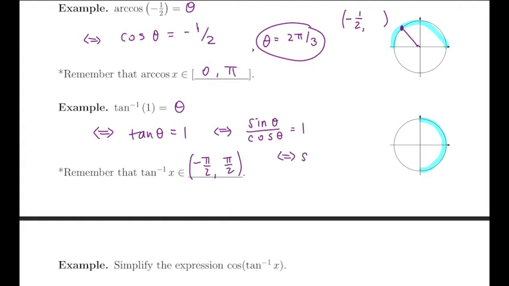Now, if you cross multiply, you get sine theta is cosine theta. So we need to figure out where in this part of the unit circle sine is equal to cosine. In other words, x is equal to y. Well, that happens at the 45-degree angle, or pi over 4. If you remember, the coordinates at that point are 1 over root 2 and 1 over root 2. So we found our angle. It's pi over 4.